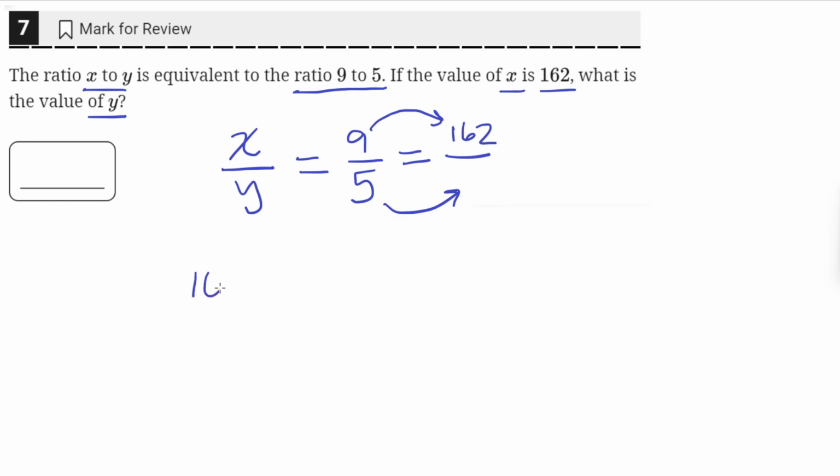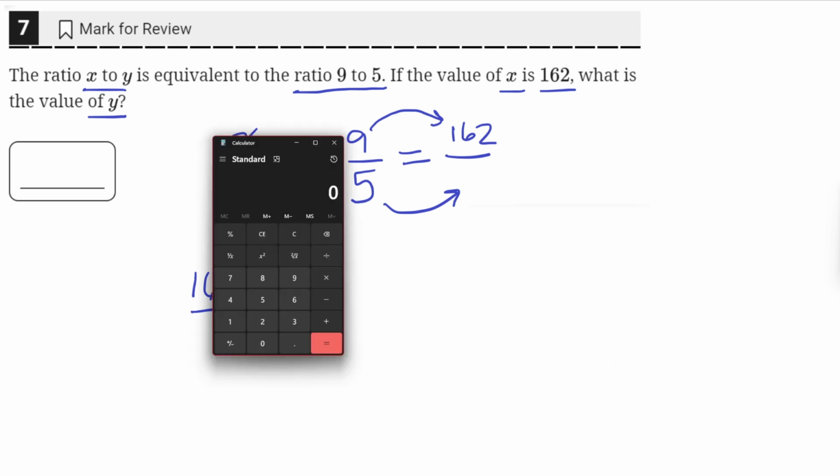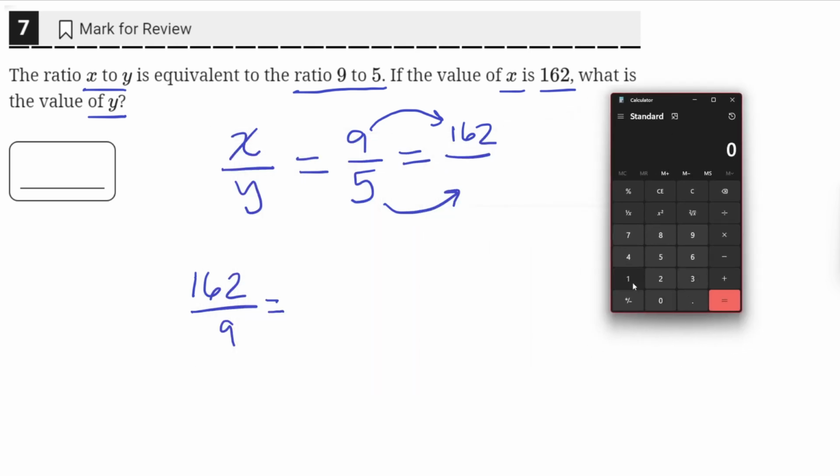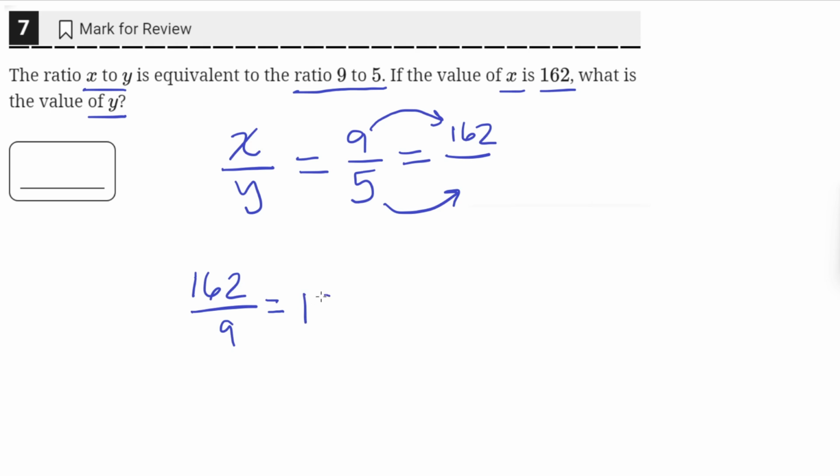So let's find out what we multiplied 9 with to get 162. So 162 divided by 9, if we put that into our calculator, 162 divided by 9 gives us 18. So what we did was we multiplied 9 by 18 to get 162. Now to keep the ratio the same, we'd have to do the same with 5, the value of y.